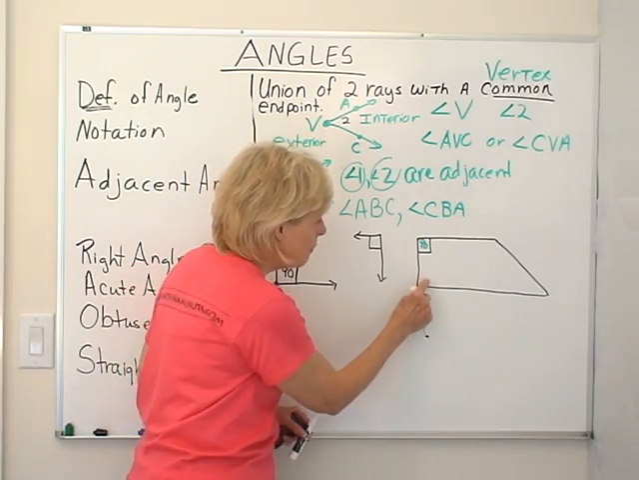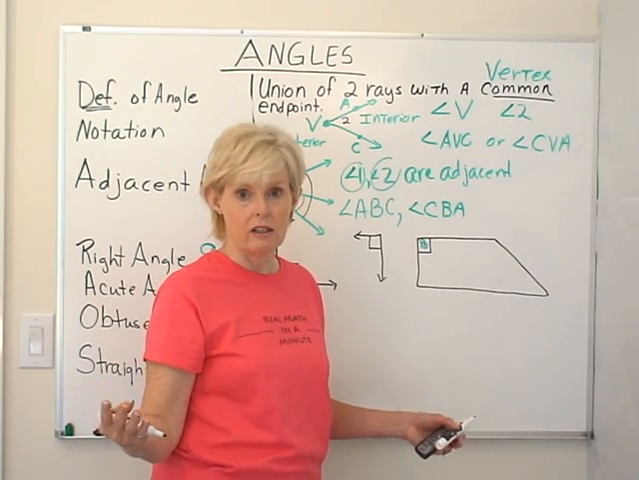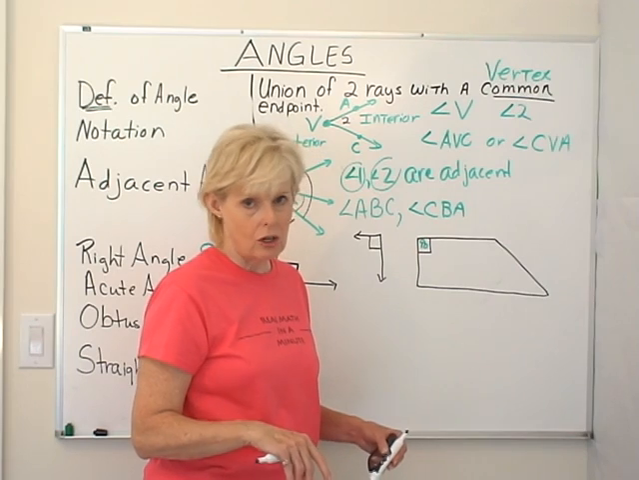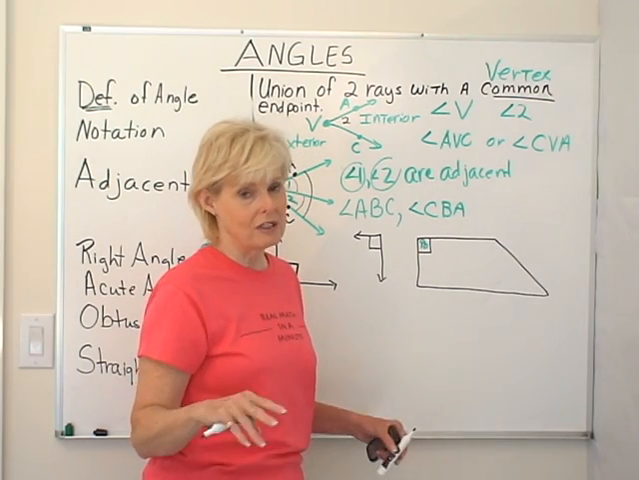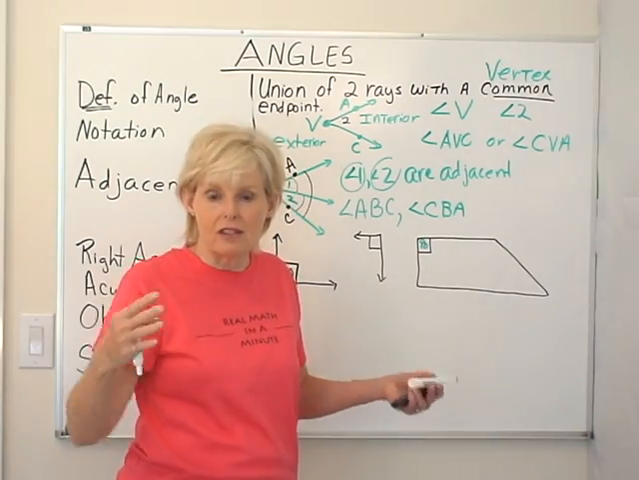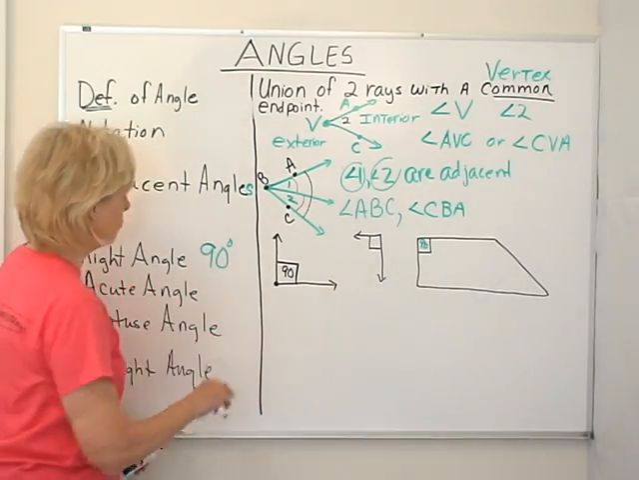And if there's not a box there and no one tells you it's 90, you're not given that, you can't say, well, yeah, it looks like it is to me. No, you can't do that. You can't assume it's 90 just because it looks like it is. So they've got to tell you. It's got to be given. Given. Don't assume. All right, so that's a right angle.